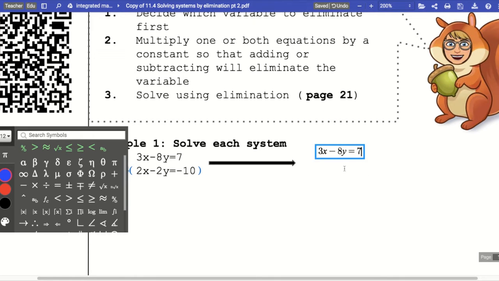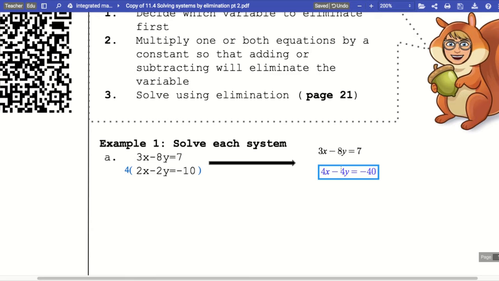And then on this equation right here, because I multiplied by 4, it's going to be 8x minus 8y equals negative 40, because again, I'm just multiplying everything by 4. Oops, sorry, that's supposed to be an 8, and so is that. So obviously I can't multiply very well. There we go. Now it looks right.